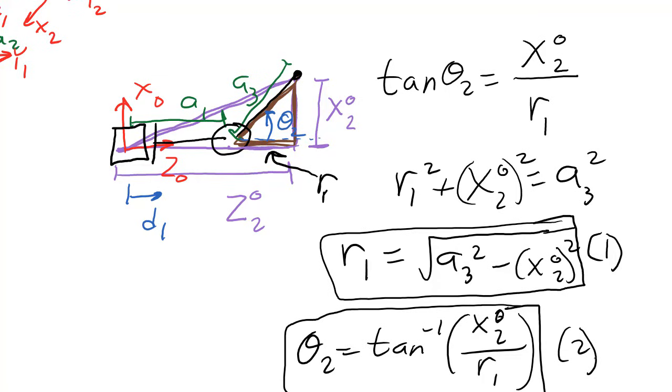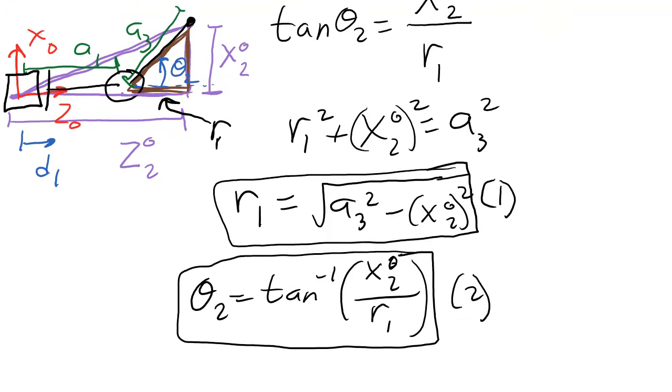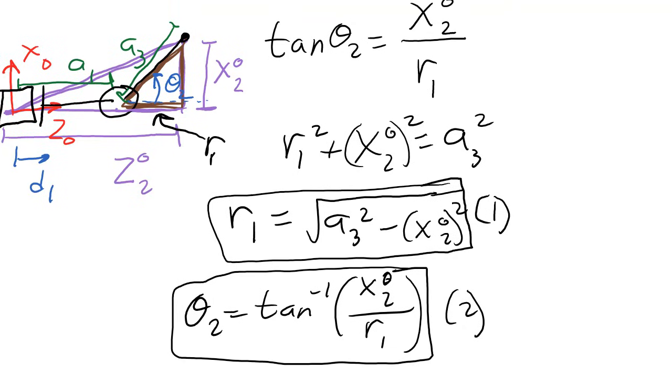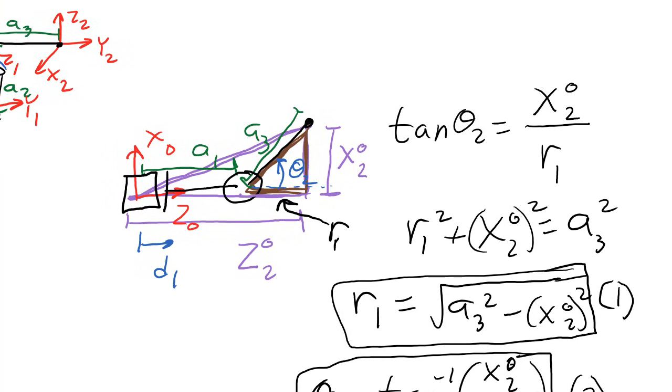Numbering these equations can help us keep track of what order we need to put these equations into our code. For example, we can start by solving for R1 in our code. Then we'll have a value for R1 that we can plug into equation 2 to solve for theta 2. But of course, we couldn't do this the other way around. If we try to solve for theta 2 first, we won't have a value for R1.